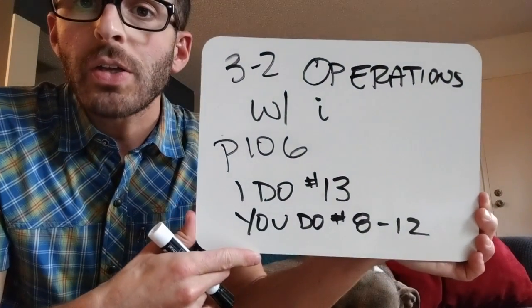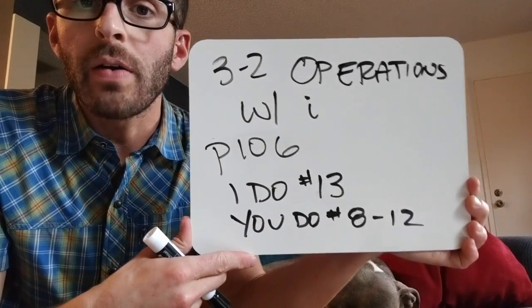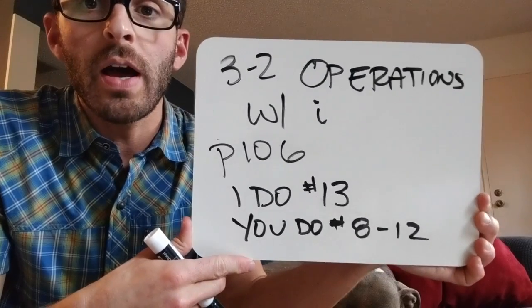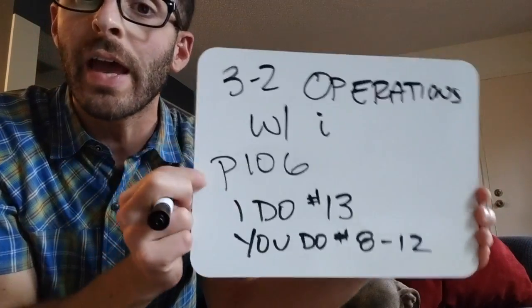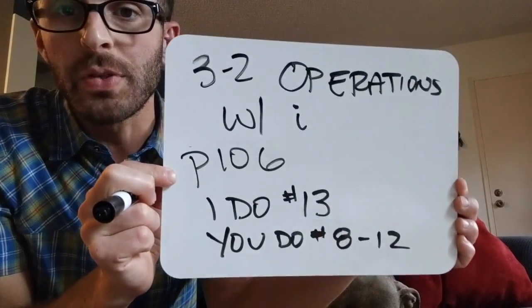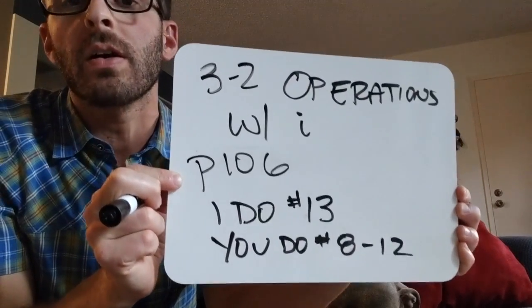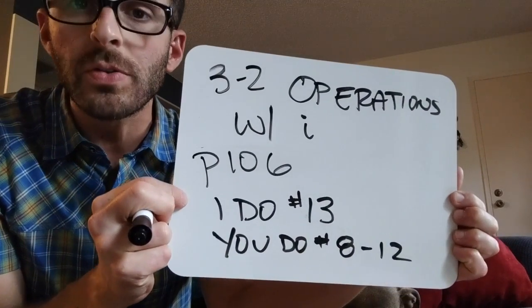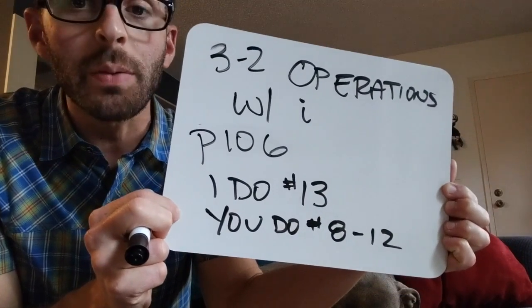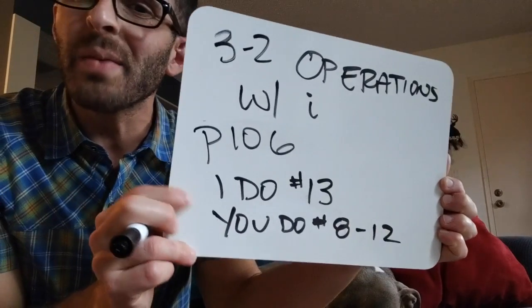Welcome back to 3-2, and today we're going to talk about operations with i, the imaginary number. We're on page 106. Again, there are really good examples in the book, and get on bigideasmath.com/LUSD and go through the tutorials as well. I'm going to do number 13. You're going to do numbers 8 through 12. Why did I pick the last one?